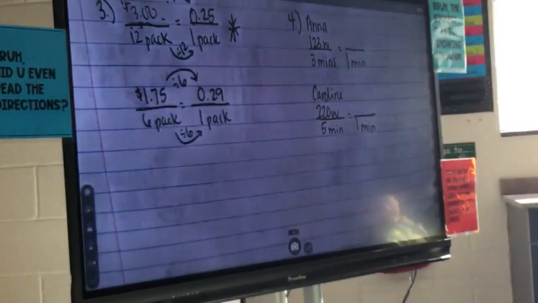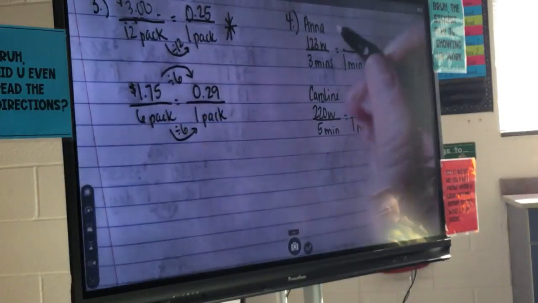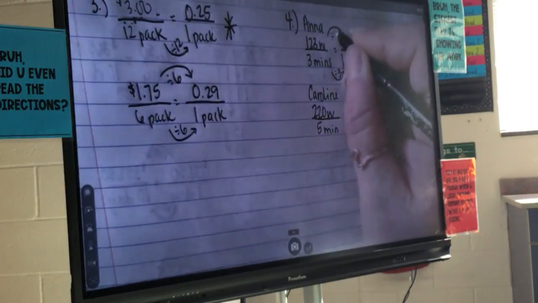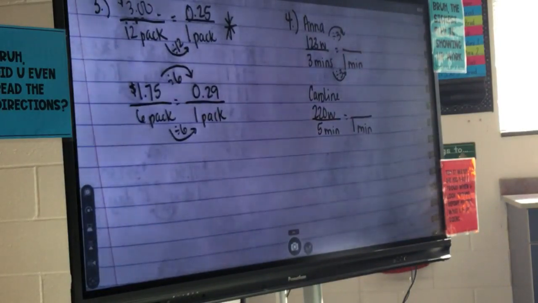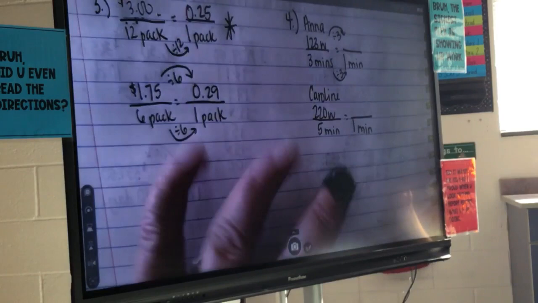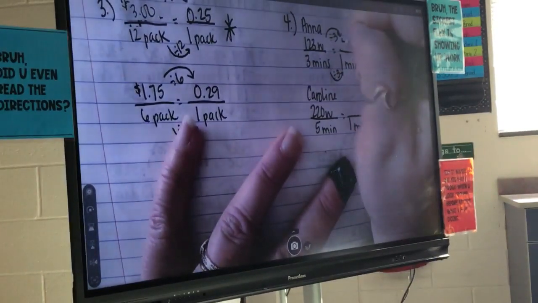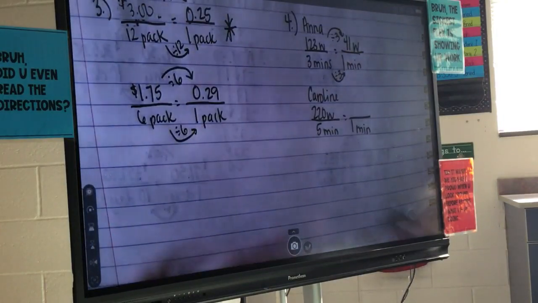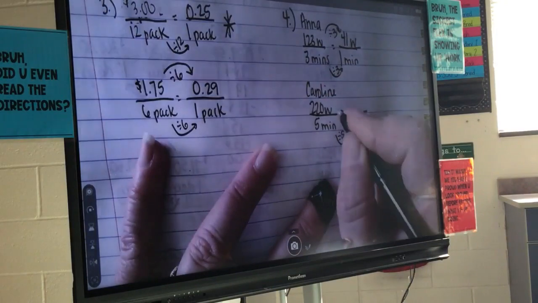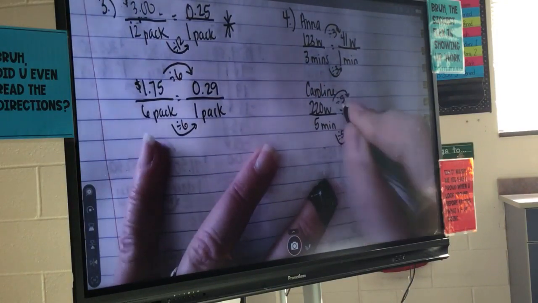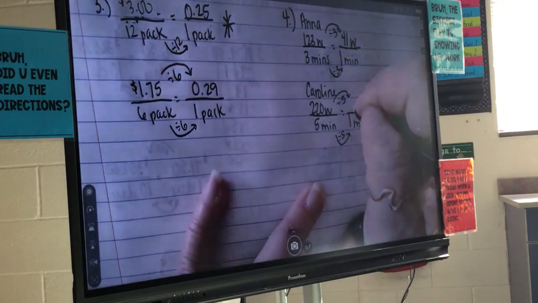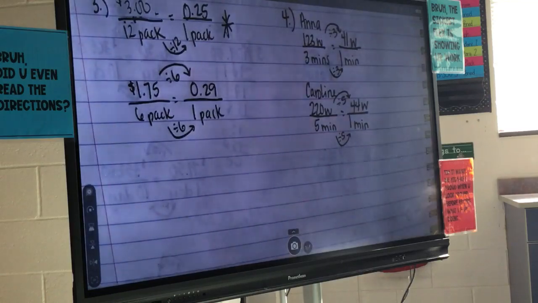All right, now some of us may not have gotten to this one, and that's fine, but we're gonna go through it anyways. So you do 123 divided by 3, and what do you get when you do that? Everly? 41. So it's 41 words per 1 minute. And then you have to divide by 5. 220 divided by 5 is going to give you what, Silas? 44 words.